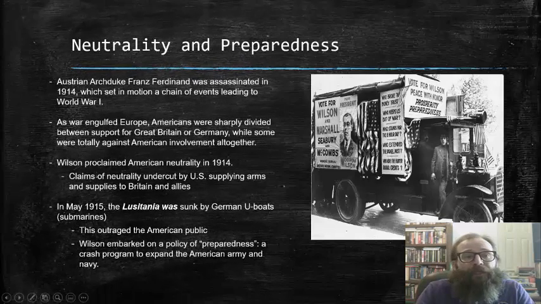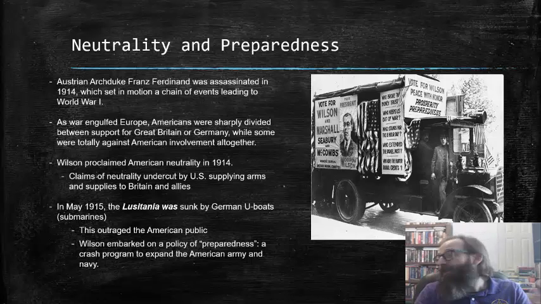In 1914, Austrian Archduke Franz Ferdinand was assassinated, which set into motion a chain of events that ultimately led to World War I. Of course, that's a drastic oversimplification of things, but in the interest of time, that would have to do for our purposes.